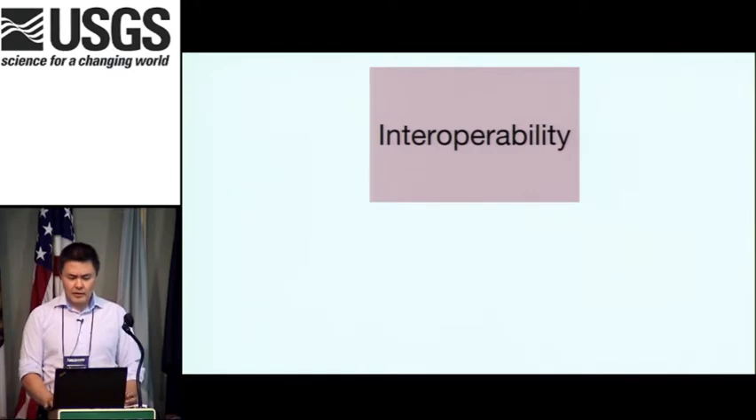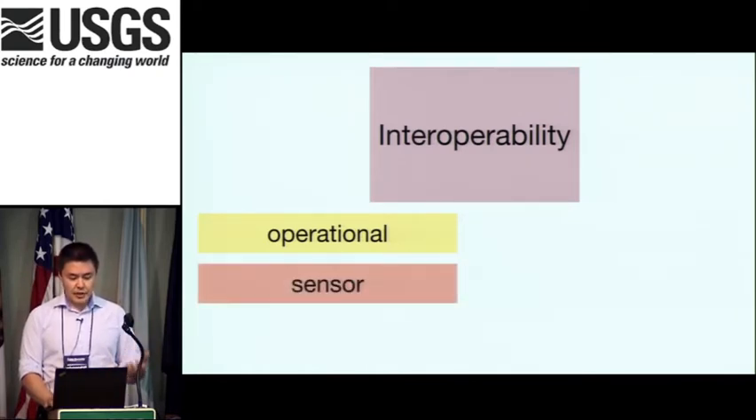When it comes to interoperability, we're really talking about something a little bit lower level. We're talking about really operational interoperability. We're talking about data formatting, APIs. We're talking about sensor interoperability. Can we make the data so that we don't have to know what sensor it came from?